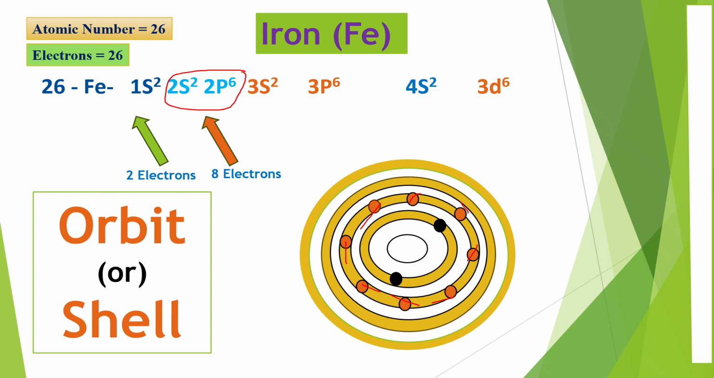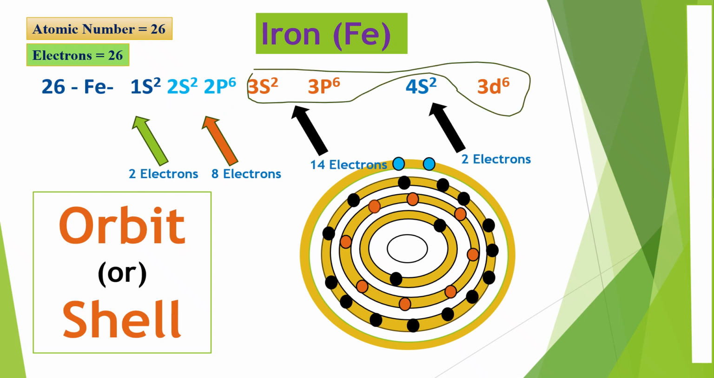And the third orbit contains 14 electrons. So you see here, 2 plus 6 plus 6, 14 electrons. And here the valency shell contains only 2. That is, the fourth orbit contains 2 electrons. So the valency shell contains 2 electrons like this.